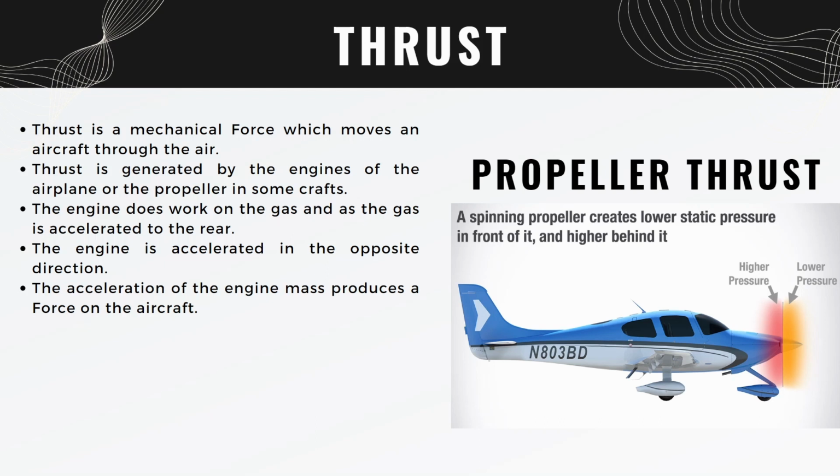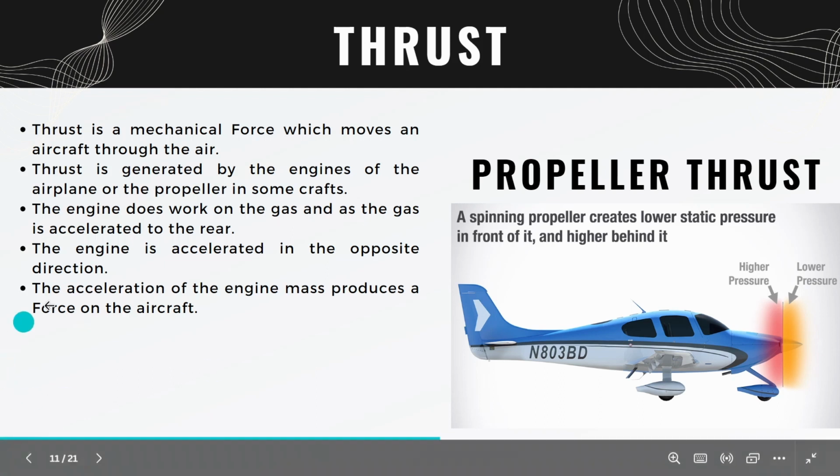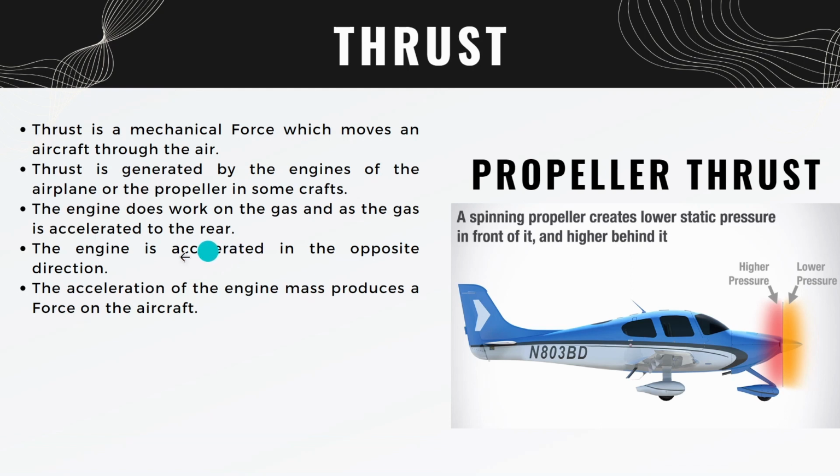It allows to move the aircraft in the forward direction, right? The engine does work on the gas, and as gas is accelerated to the rear, the engine is accelerated in the opposite direction, that is the forward direction. This acceleration is because of a force which we call thrust.